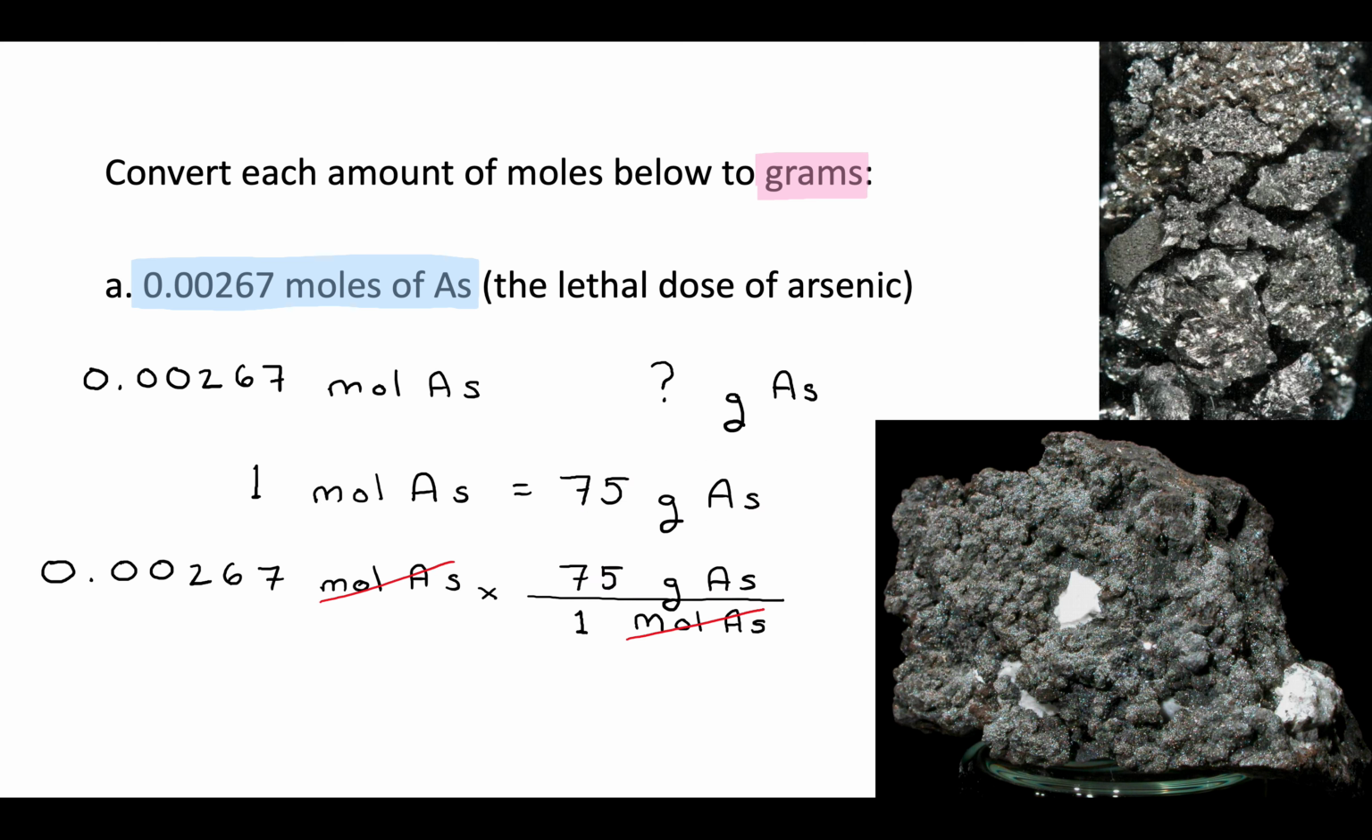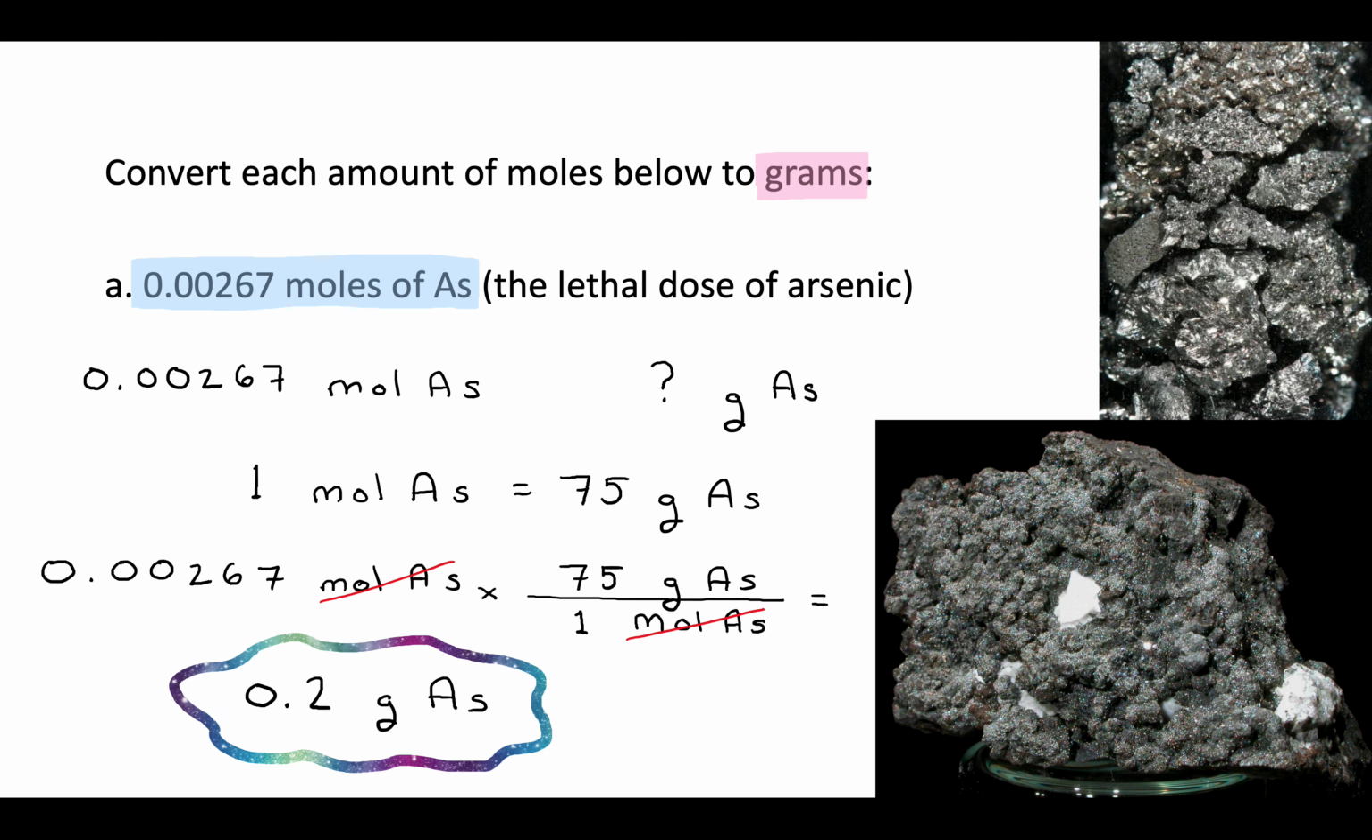So moles of arsenic cancels out, we're left with grams of arsenic, and if you plug this in a calculator, you'd put 0.00267 times 75, then hit enter, divided by 1, enter, and you'd get 0.2 grams of arsenic. And that is how many grams of arsenic you would need, or that you would have, for a lethal dose.